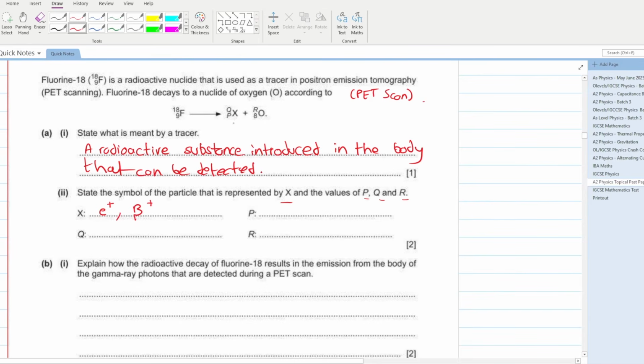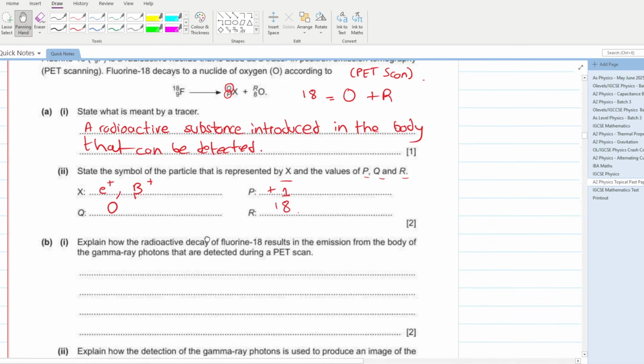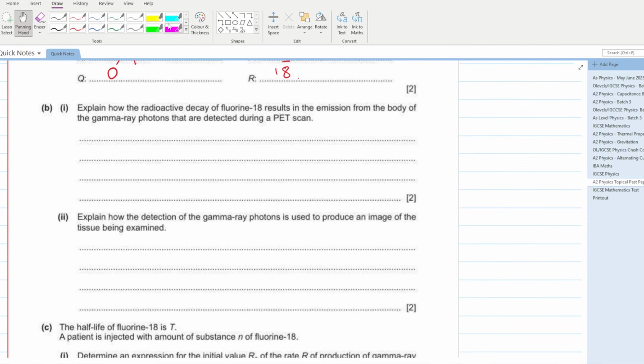What is the value of Q? That is this thing. This is 0. What is the value of P? That is this thing. It is plus 1. What is the value of R? Very simple. You know that Q is 0. So left hand side you have nucleon numbers of 18. Q is 0 plus R. R is equal to 18 as well. Okay, very simple. Let's move on to B part 1.